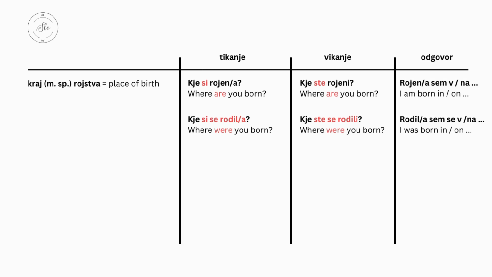Another option is to ask kje si se rodil? Or kje si se rodila? If you use vikanje, you can ask kje ste se rodili? These questions are in the past tense. And then you can reply rodil sem se if you're a man, or rodila sem se if you're a woman. V or na.